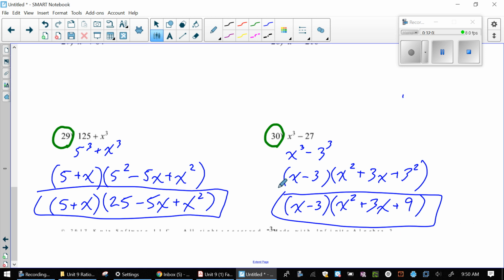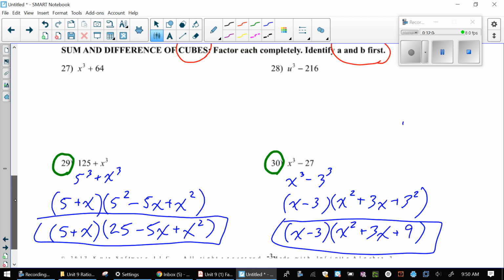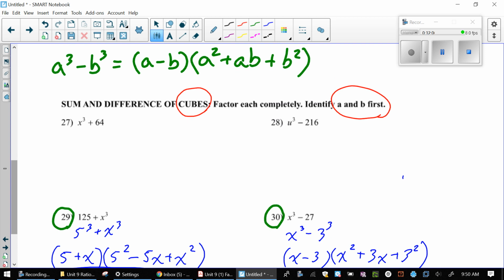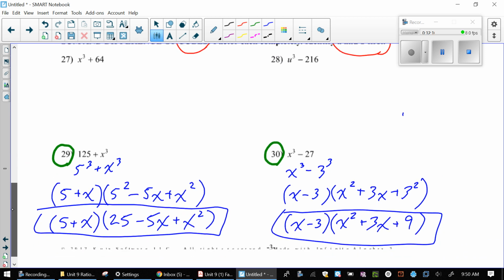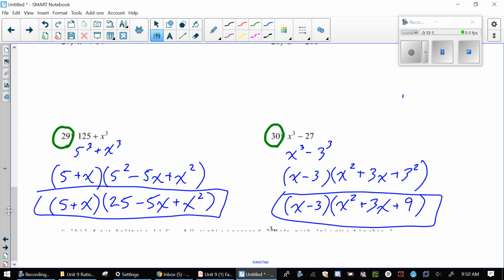Alright, so if you want to do this now, go ahead and pause. You can do 27 and 28. The solutions were posted for all 4 of these pages today or yesterday, whenever you're looking at this, so you can check those solutions as you go and email me with any questions that you have. Alright, let's continue on.